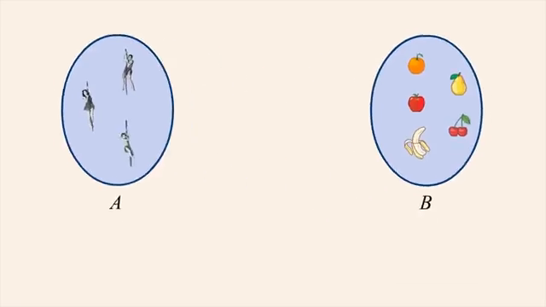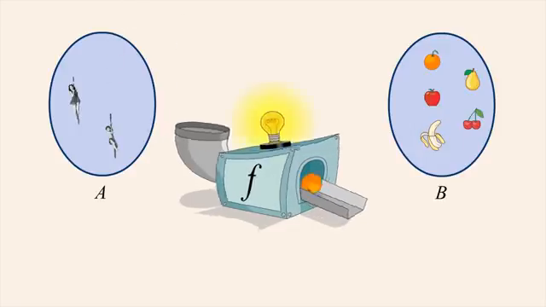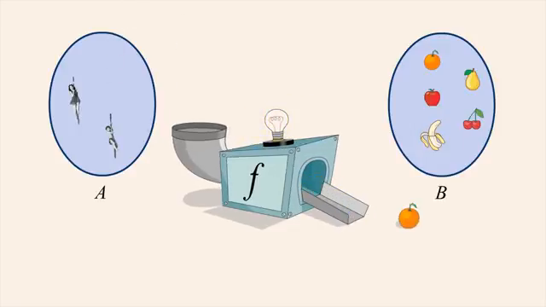A function can be thought of as a machine, which, when given a member of set A as input, produces one specific member of set B as output. Since there is only one possible output for any particular input, this machine is very predictable. Given the same input, a function must always produce exactly the same output.